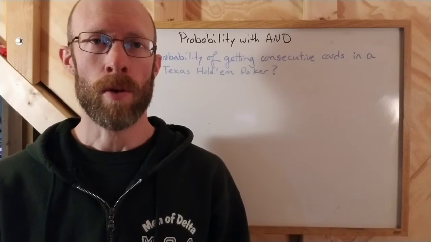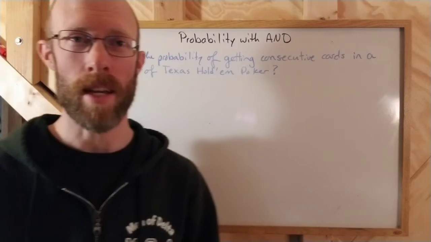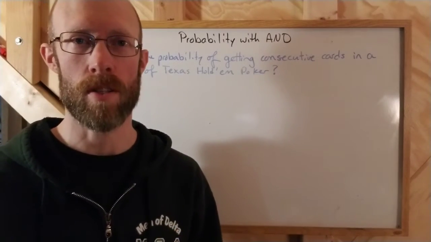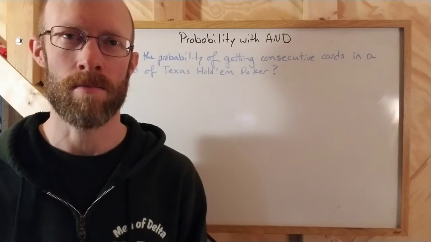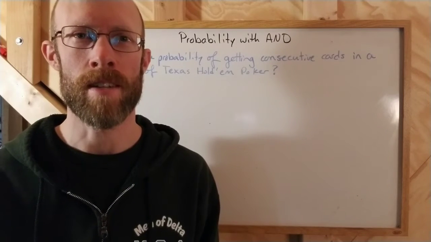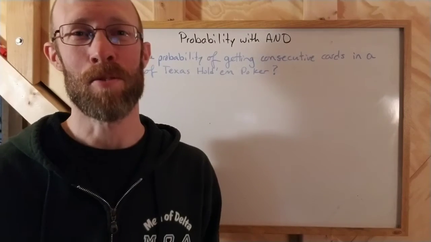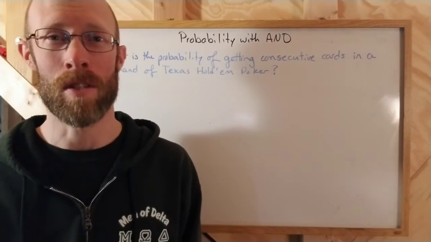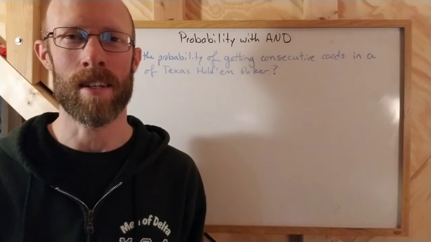So I just want to make a quick adjustment or edit to the previous video I made on the Texas Hold'em poker hands with consecutive cards. I looked it up online to see if my probability matched what the internet said, and the internet said I was wrong. It said 15.7% rather than 14.5% probability of getting consecutive cards.